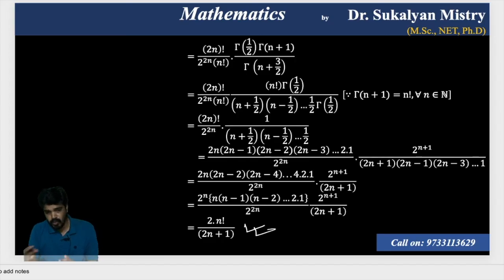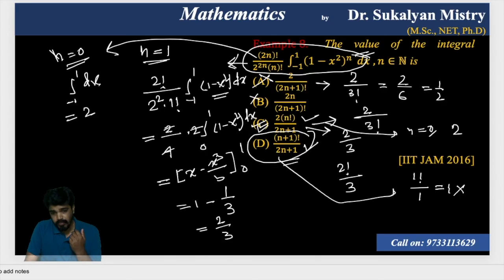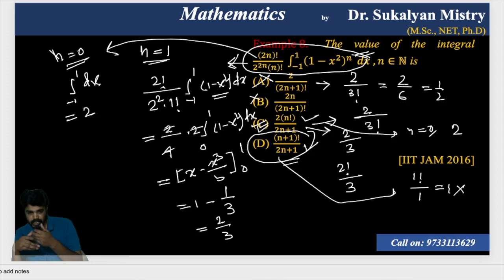So, this is so laborious, and time is very important for the exam. So, you can apply this trick: first of all we put n is equal to 1, n is equal to 0, n is equal to 2.